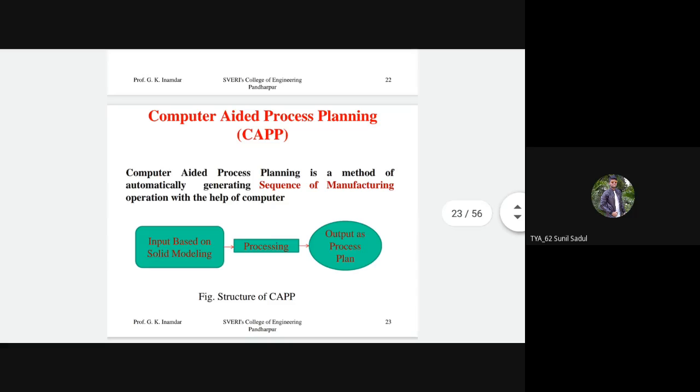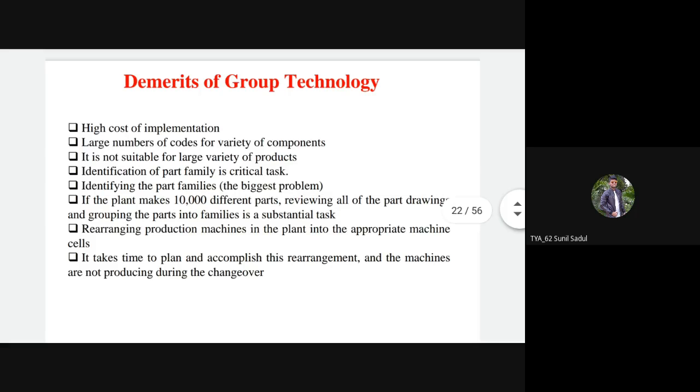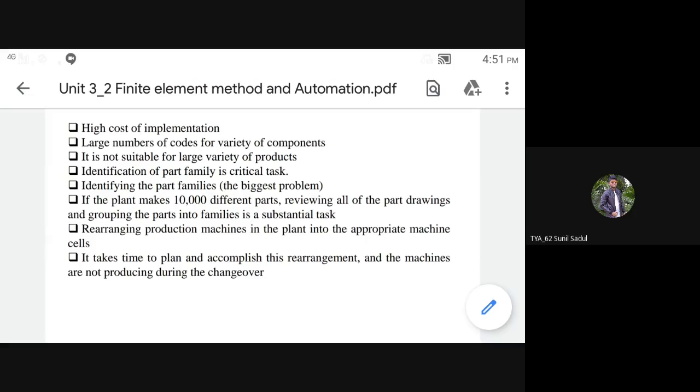Demerits of the group technology. Now, high cost of implementation, and a large number of codes for a variety of components. It is not suitable for a large variety of products. Why? Because codification is somewhat difficult for a variety of products.